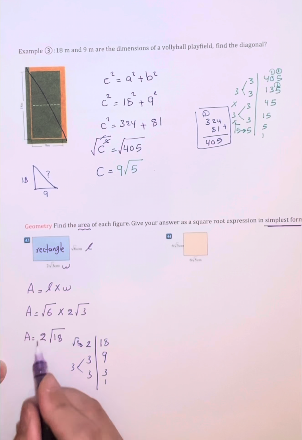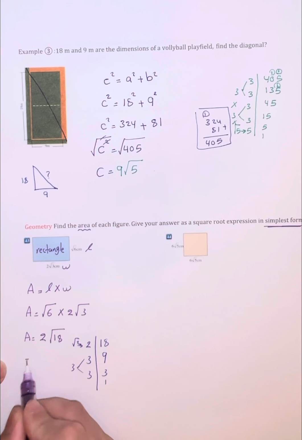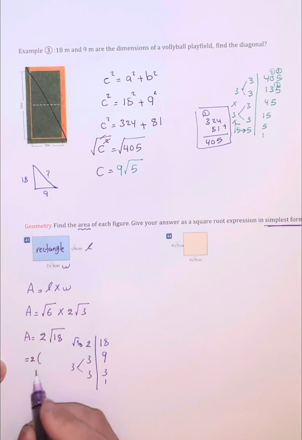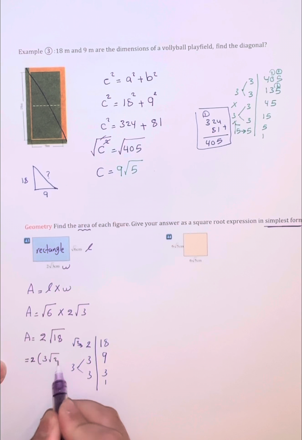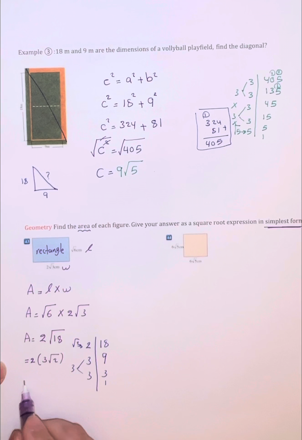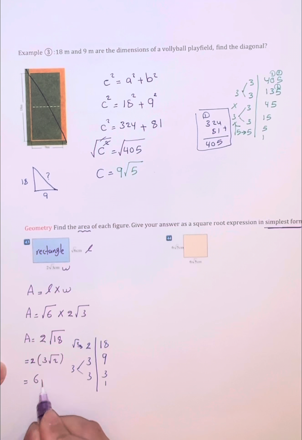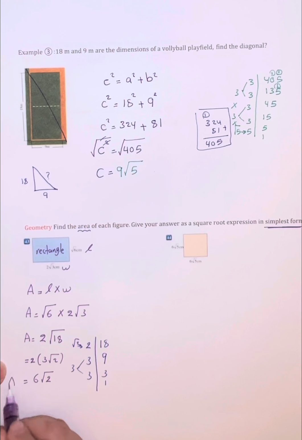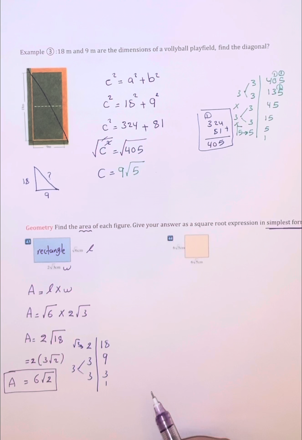And because there is 2 next to the square root, I will write 2 bracket 3 square root of 2, okay? Equals 2 times 3 is 6 square root of 2. The area of this rectangle is 6 square root of 2, and this is the simplest form.